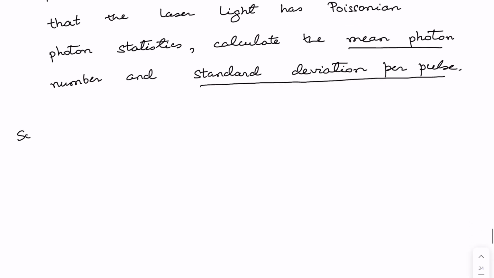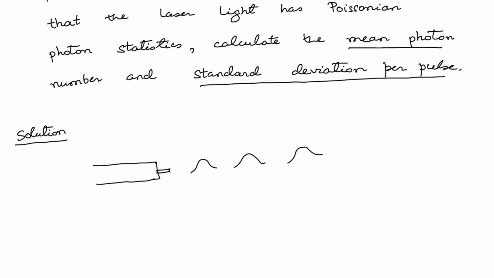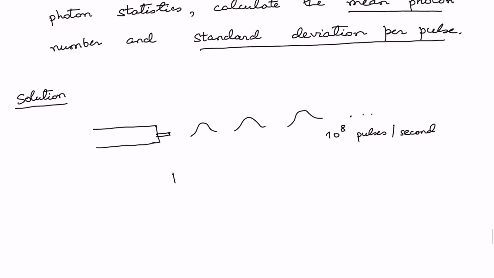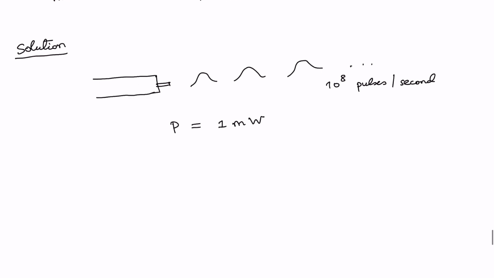Again, this problem is also based on what we have learned in lecture number 19. So to work it out, let us understand what's going on. This laser is emitting pulses, and these pulses are emitted at the rate 10 to the power 8 pulses per second. In 1 second 10 to the power 8 pulses are emitted, and the average power is given as 1 milliwatt.